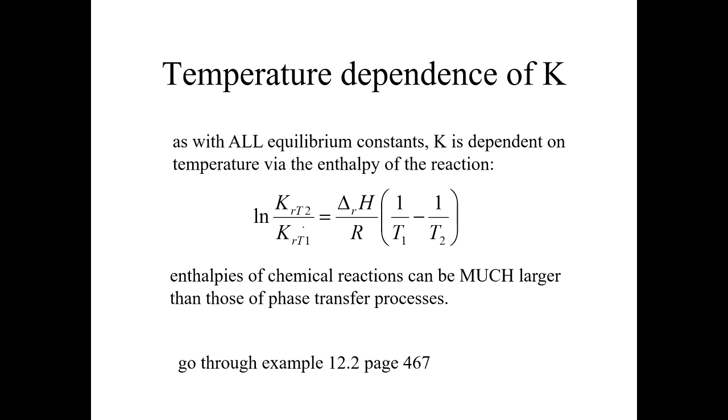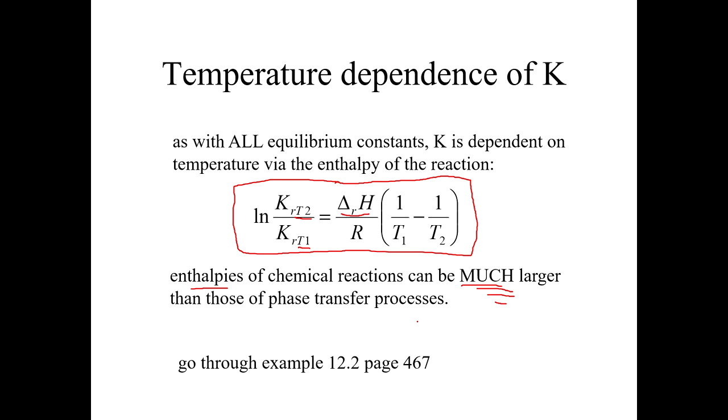Okay, so like all equilibrium constants, the equilibrium constant for the reaction can also be a function of temperature. And just like all the equilibrium constants we saw in the first part of the semester, we can use this kind of an equation to calculate the equilibrium constant at different temperatures. Typically, we start with the equilibrium constant at 25 degrees C, and we correct it to some other temperature by knowing the delta H of the reaction. Now, the difference is that the enthalpies of these chemical reactions can be much, much greater than those of phase transfer processes.